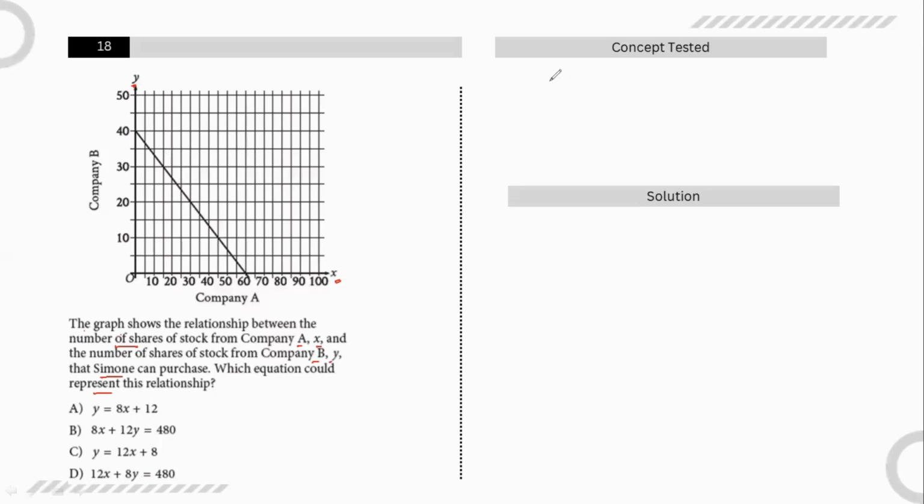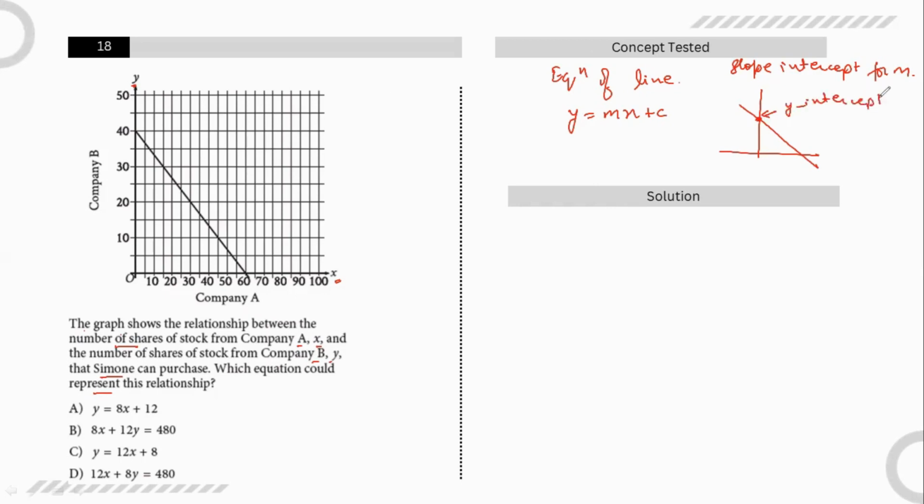So the concept tested is actually equation of line, or linear algebra. The equation of line is going to be y is equal to mx plus c, right? That's the slope intercept form. Where the line intersects the y-axis, this is known as y-intercept, and where the line intersects the x-axis, that point is known as x-intercept, right? At the y-intercept, x will always be 0, and at the x-intercept, y will always be equal to 0. So what will be this point? This is the y-intercept. That means this point will be 0, 40.